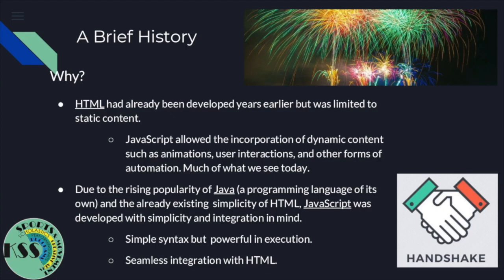JavaScript allowed the incorporation of dynamic content such as animations, user interactions, and other forms of automation, much of what we see today. Due to the rising popularity of Java, a programming language of its own, and the already existing simplicity of HTML, JavaScript was developed with simplicity and integration in mind. It features simple syntax, but powerful in execution, and seamless integration with HTML.